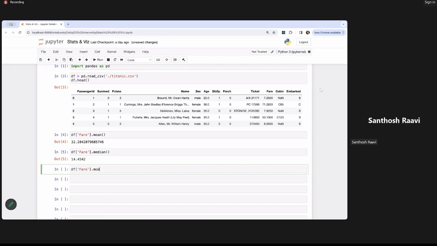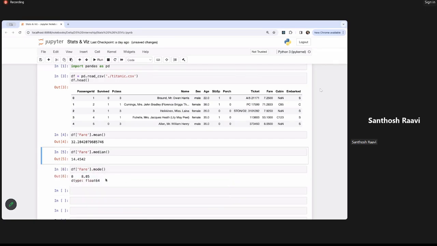Okay, and data frame of fare dot mode. So 8.05 is the most frequently repeated one. Okay, this particular value has got repeated more frequently. So these are the basic statistical terms we will be using. Okay, so let's understand the limitations of these.